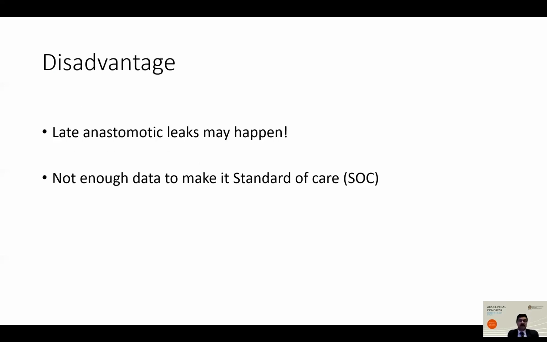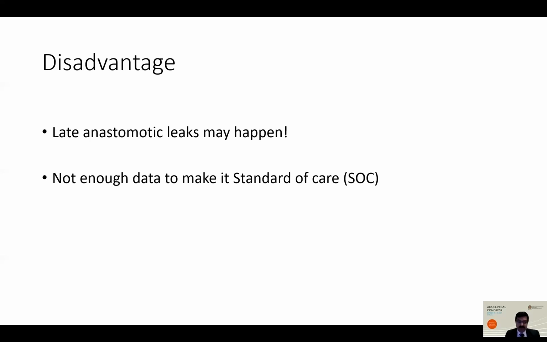Biggest disadvantage is that you can have late anastomotic leak, which then really makes it really important for all of us to ask the question, if that happens, then does one such case justify taking down many patients early? So that is why I think it is very important to pause and emphasize that we do not have enough data to make this standard of care by any means.